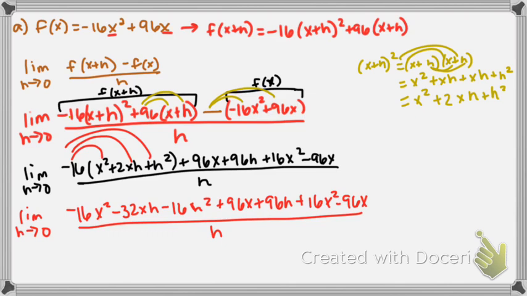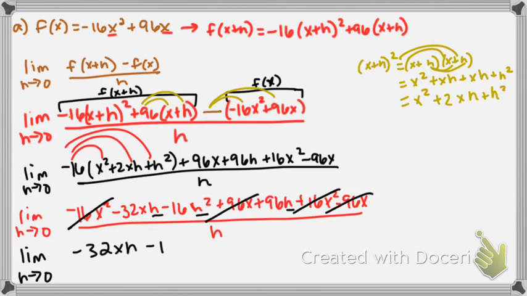So I see a negative 16x squared and a positive 16x squared. I see a negative 96x and a positive 96x. This one has an h, this one has an h, and this one has an h. I feel good about that. So let me go ahead and rewrite it. Negative 32xh minus 16h squared plus 96h.